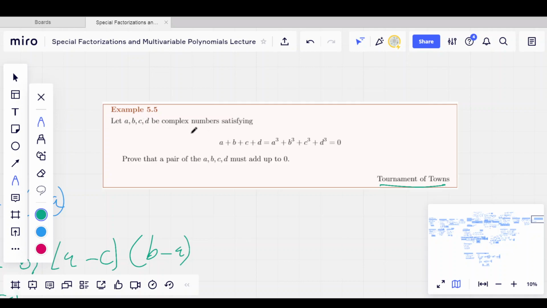So let A, B, C, D be complex numbers satisfying that A plus B plus C plus D equals the sum of their cubes, and they're all equal to 0. Prove that a pair of the A, B, C, D must add up to 0. Okay? So that's the problem statement. Take 5 minutes to solve this. And if you're on YouTube, please pause and try to solve it.